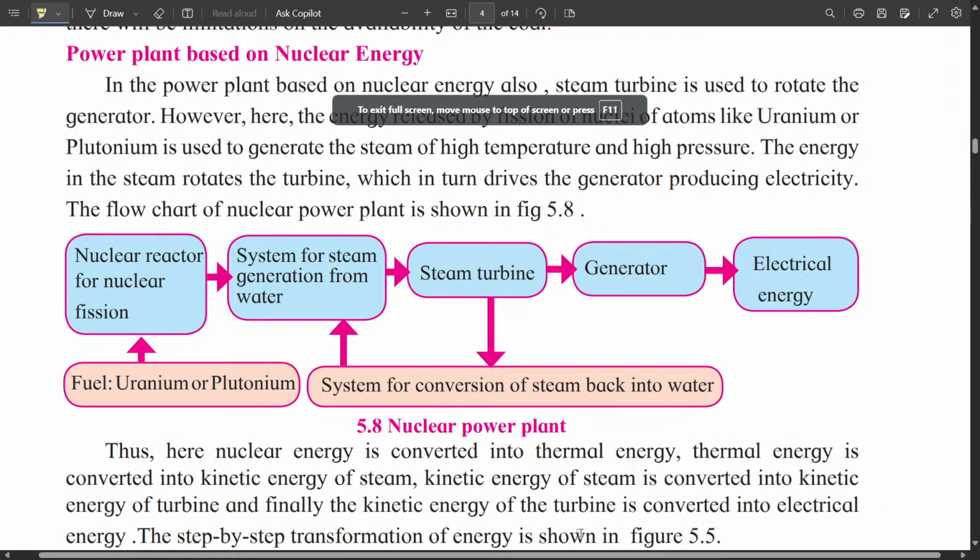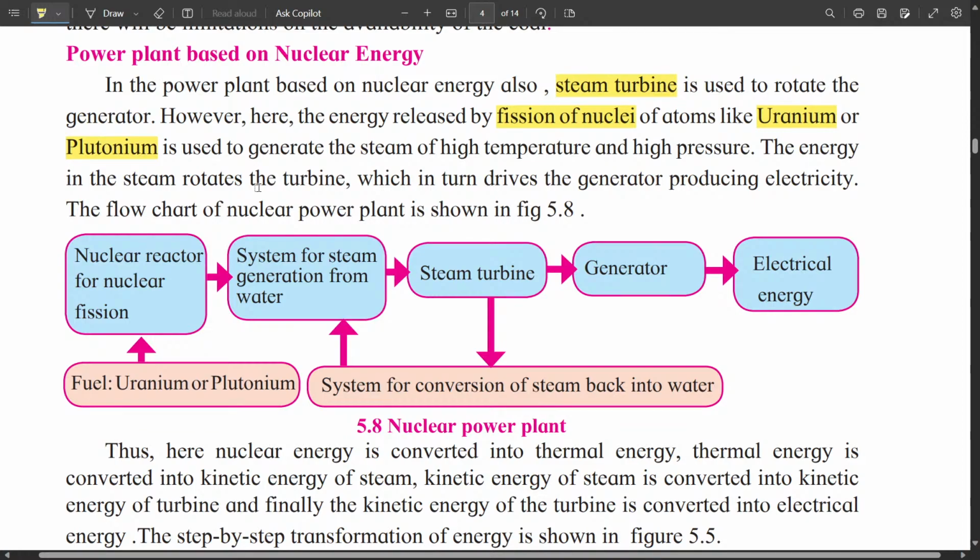Power plant based on nuclear energy. In the power plant based on nuclear energy, a steam turbine is used. However, the energy released by the fission of nuclei of atoms like uranium is used. That means no fuel is burnt in this process, but a nuclear fission reaction is used to produce heat. Either uranium or plutonium is used to produce steam at high temperature and high pressure.